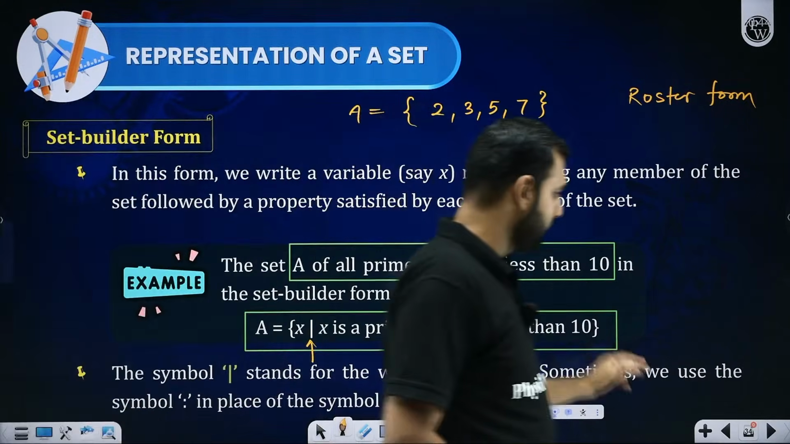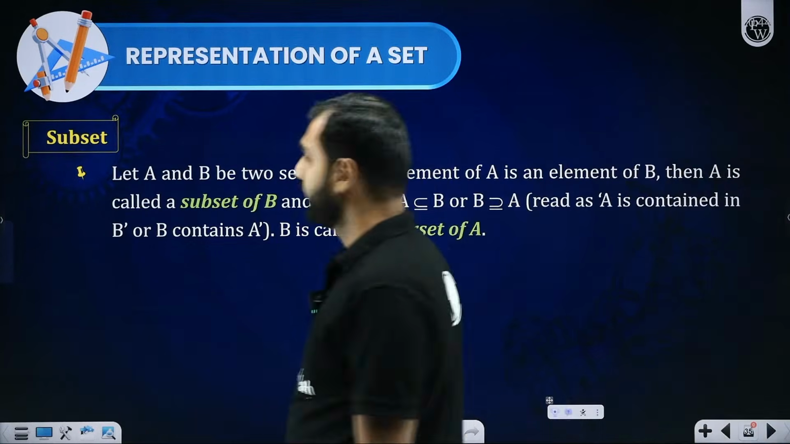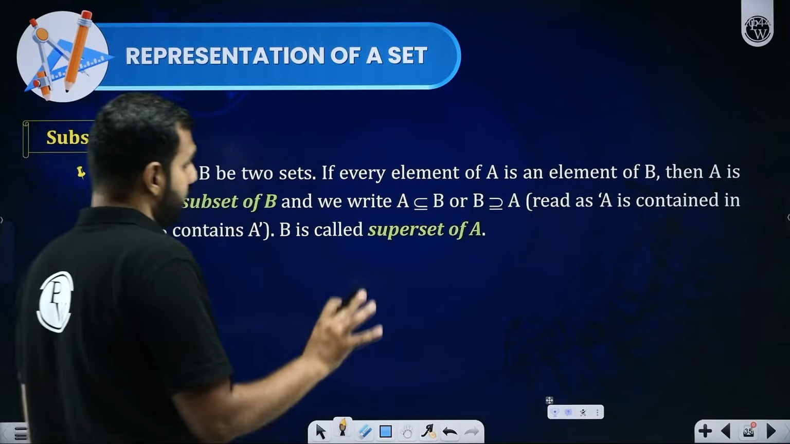Did you all understand this? All the participants? Shall I move ahead from here? Now there is one more thing which is called the subset, the concept of subset.